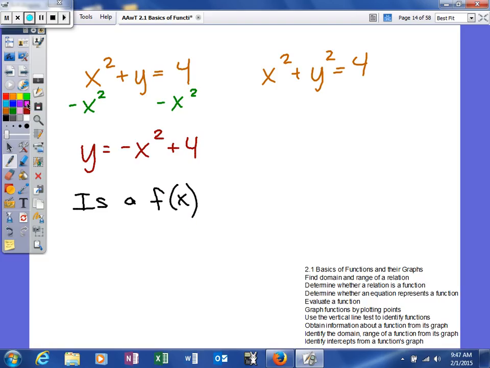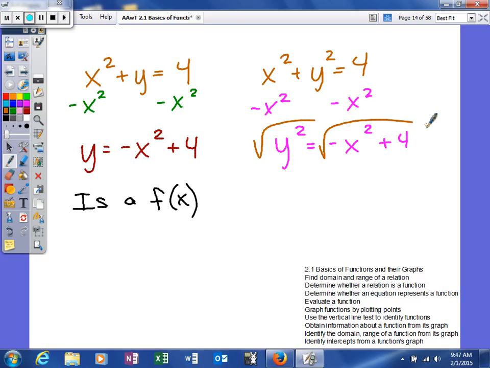Now, if you look at the other one, to get y by itself, I would subtract x squared from both sides, and I would get y squared is equal to negative x squared plus 4. So right now, this looks very similar to what we had before, but I'm not done solving for y. I need to take the square root of each part. So when I do that, I will get y is equal to, the key is whenever I take the square root, my answer is plus or minus. So it'll look a little something like this.